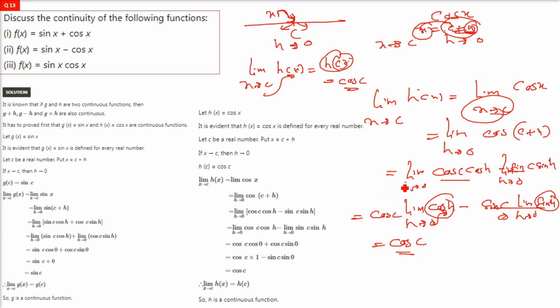So we get cos c. As I told you earlier, if limit x tends to c of h(x), which is our cos x, equals cos c, which is h(c), then we say it is continuous. So sin is continuous, cos is continuous, so sin x plus cos x will be continuous. Sin x minus cos x will be continuous. Likewise, sin x into cos x will be continuous.